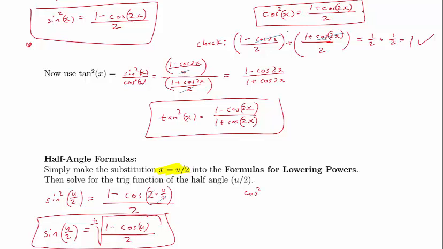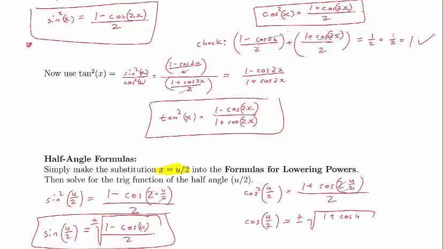Again, cosine squared of u divided by 2, we're using this formula here, equals 1 plus cosine of 2 times u divided by 2, all divided by 2. Again, these 2's cancel with each other. Take the square root of both sides. So we have cosine of u over 2 equals positive or negative square root of 1 plus cosine of u divided by 2.